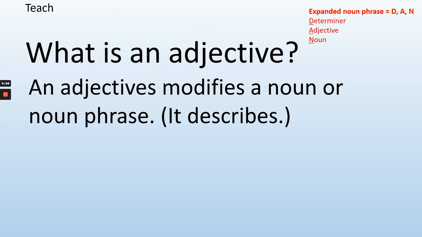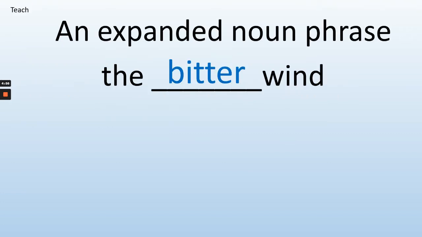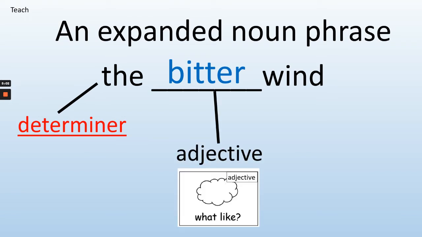Hopefully you were correct. So an expanded noun phrase is the bitter wind. The is the determiner, bitter is the adjective, wind is the noun, the bitter wind. So we can see clearly there, determiner, adjective, noun.